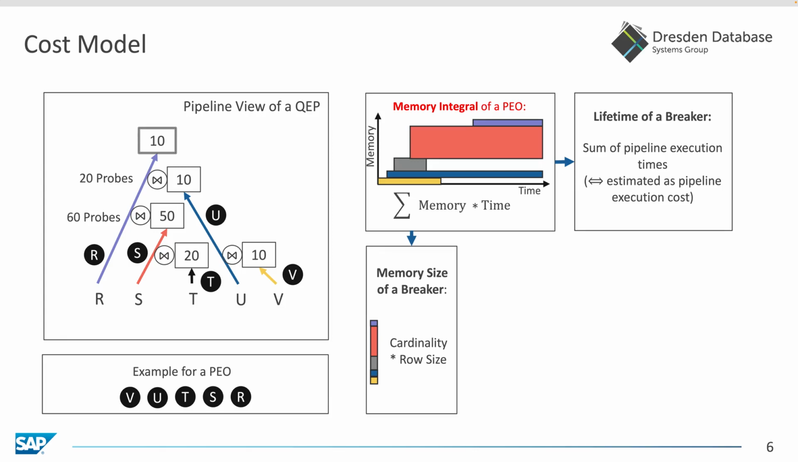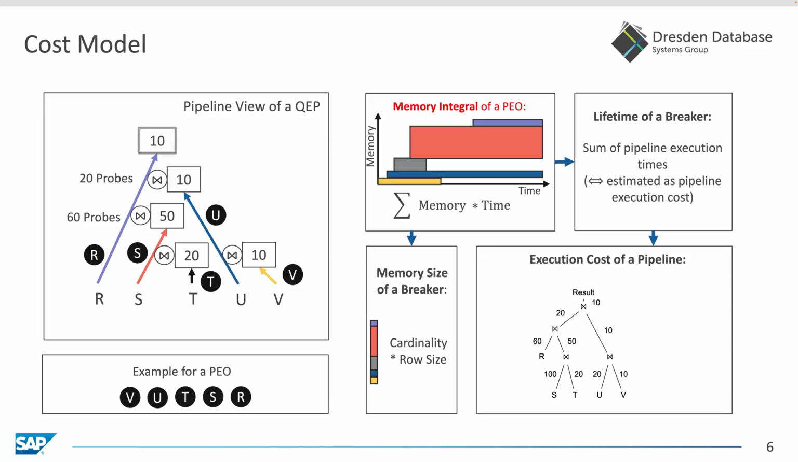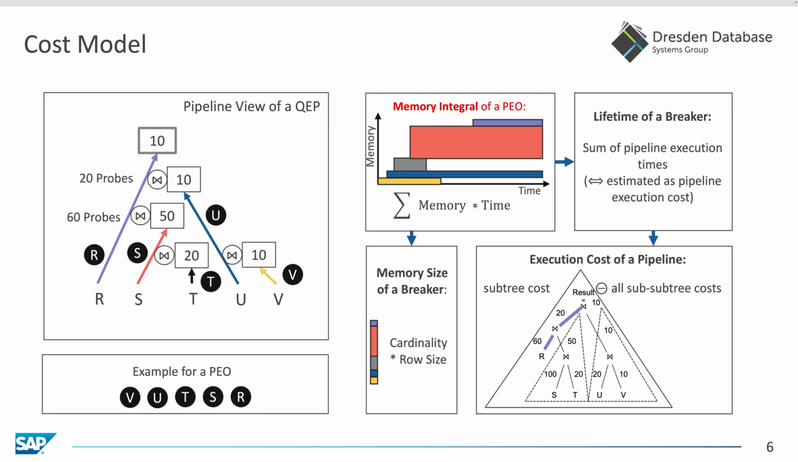The lifetime of a pipeline breaker is the sum of pipeline execution times, which is estimated as the pipeline execution cost. And the pipeline execution costs themselves are the cost of the individual subtree. For instance, we have pipeline R here, which covers the entire subtree. And we take, for instance, the Cout costs for this, and then we subtract all the build side subtree costs. So in this particular instance, this would be the ST subtree costs and the UV subtree costs. And then we would add additional writing costs. With the cost model as the foundation for our algorithms explained, we will now go to the evaluation.